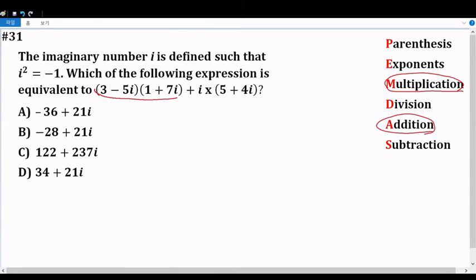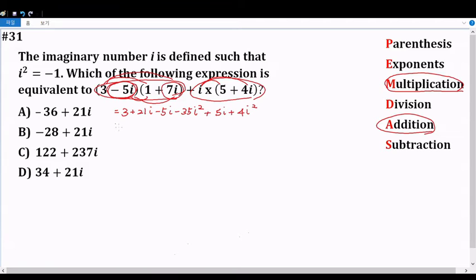So let's multiply first. 3 times 1 is equal to 3. 3 times 7i is equal to 21i. Negative 5i times 1 is negative 5i. Negative 5i times 7i is negative 35i squared. And there's another multiplication, so let's multiply. i times 5 is 5i. i times 4i is plus 4i squared.